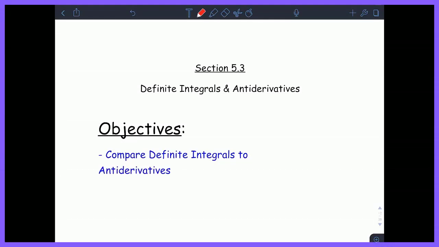Hey everyone, Mr. Schachter here to compare definite integrals to antiderivatives. Before we get started, let's do a brief refresher on what an antiderivative is.